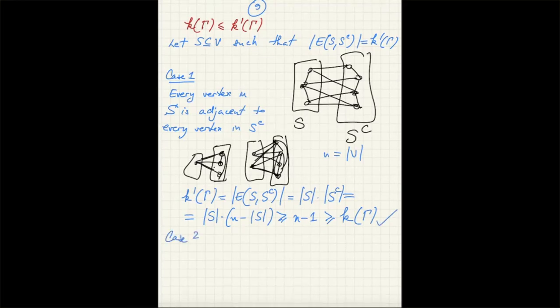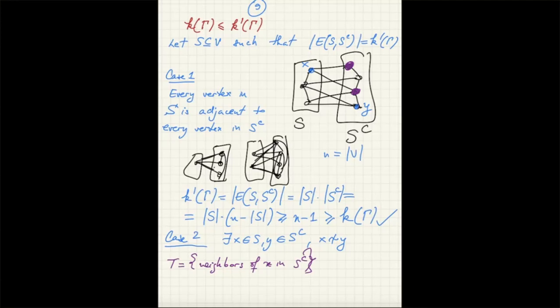Now, case 2 is that there exists x in S and y in S complement such that x and y are not adjacent. So you'd have an x here and maybe a y here. Okay. So in that situation, we want to build some kind of disconnecting set. So we define the following: T is the following subset of vertices. It consists of the neighbors of x in S complement. I'll just draw them as purple here, so this one here and this one here.